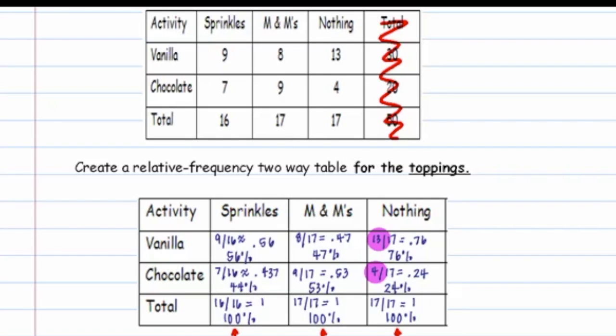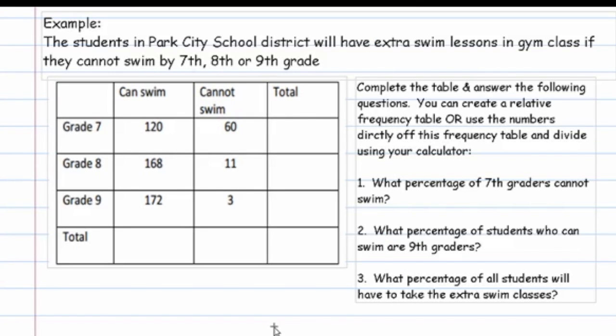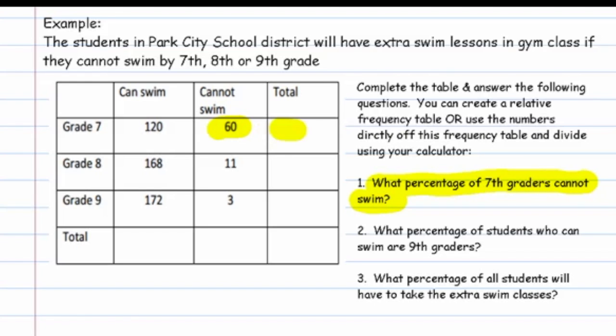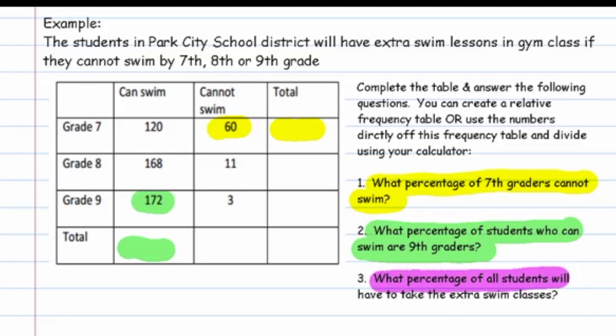In the Park City School District, we'll have extra swim lessons in gym class if students can't swim by the 7th, 8th, or 9th grade. You're going to go through this frequency table and complete the missing numbers. Then you'll use that data to compute your relative frequencies based on the question you see on your notes and your Ed puzzle. Good luck!